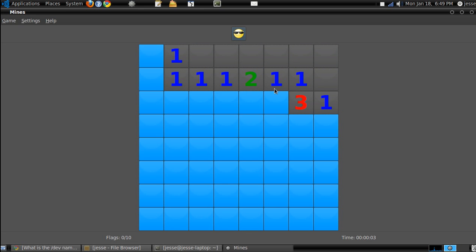To start with, what the numbers represent is how many mines that square is touching. So this is touching one mine. That one could be this one, or it could be this one. But since we have this number, we can know that it's this one, because this is only touching one possible square, and it has to touch one mine. So therefore, that's going to be the mine.